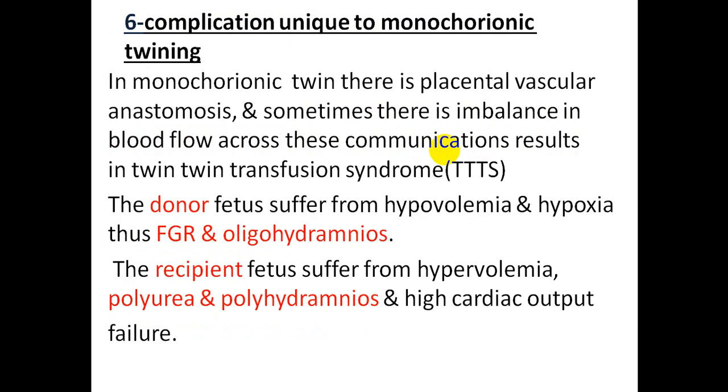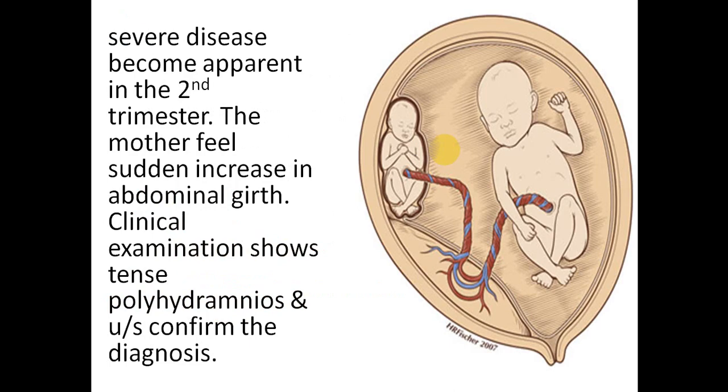Sixth, a complication unique to monochorionic twin pregnancy. In monochorionic twins, there is placental vascular anastomosis, and sometimes there is an imbalance in blood flow across these communications, resulting in twin-twin transfusion syndrome. The donor fetus suffers from hypovolemia and hypoxia. Thus, fetal growth restriction and oligohydramnios might appear. The recipient fetus suffers from hypervolemia, polyuria, polyhydramnios, and high cardiac output failure. This picture revealed twin-twin transfusion syndrome.